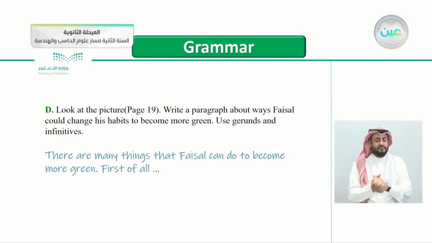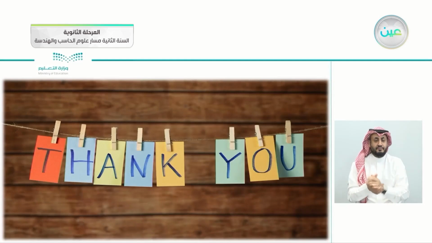Exercise D here, look at the picture, page 19. So open your books, page 19. Write a paragraph about ways Faisal could change his habits to become more green. Use gerunds and infinitives. So you can begin with this: There are many things that Faisal can do to become more green, first of all, and then you continue writing this paragraph. And with that, we reach the end of this lesson.